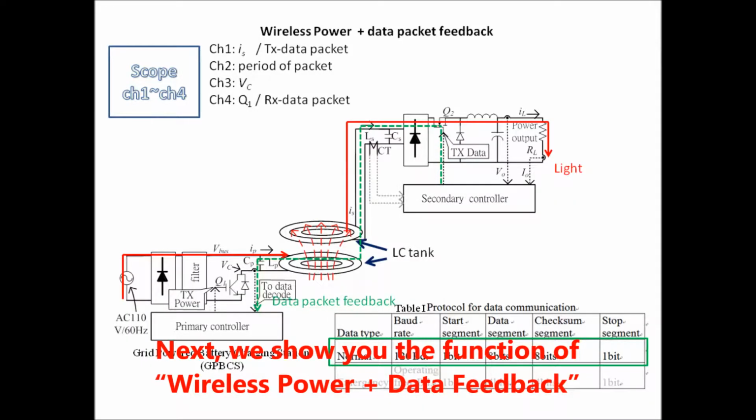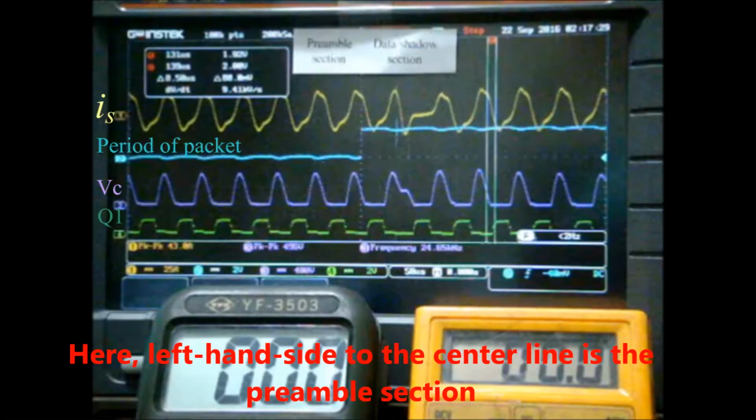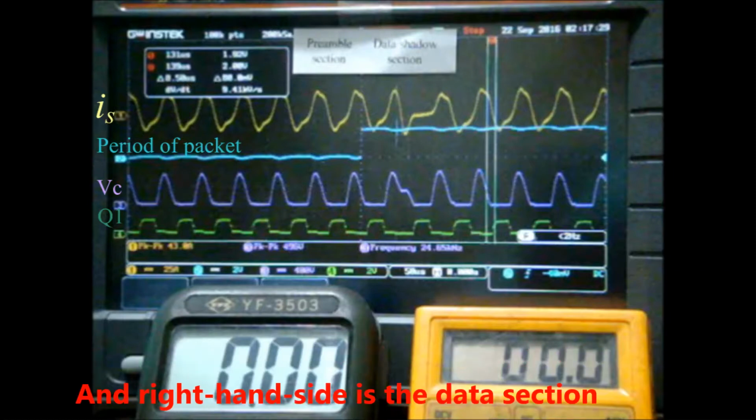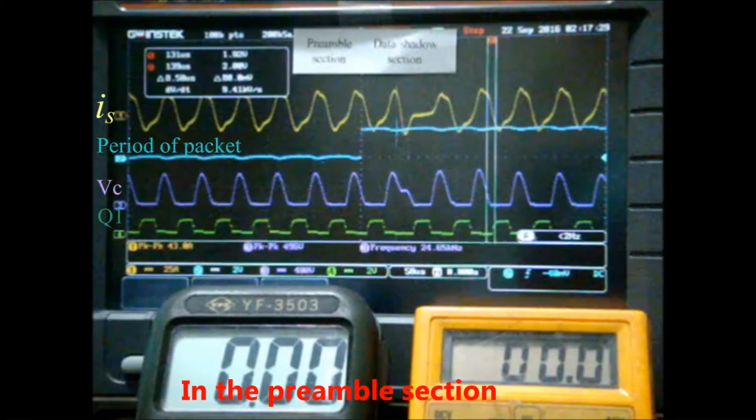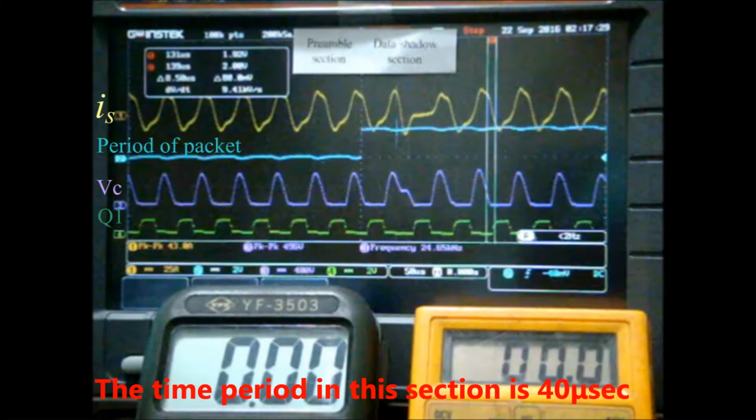Next, we show you the function of wireless power plus data feedback. Here, the left-hand side of the center line is the preamble section, and the right-hand side is the data section. In the preamble section, there are digit 1 without modulation. The time period in this section is 40 microseconds.